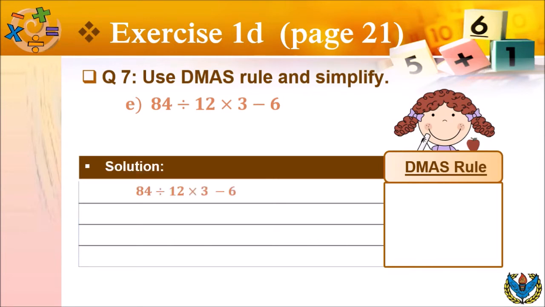According to Demas rule, we have to divide first. 84 divided by 12 is 7. And we will write the remaining statement as it is. Now we multiply the numbers.